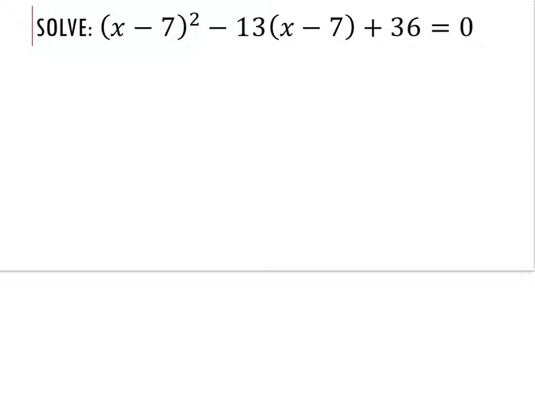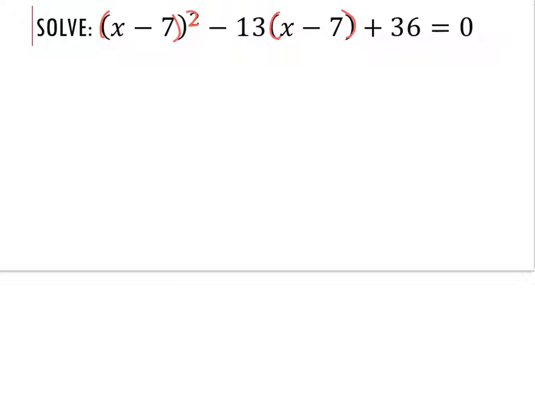Okay, here's the first thing that we're going to factor. And you're like, oh my gosh. And I'm like, yes, I know. Right now it says that x minus 7 squared minus 13 times x minus 7 plus 36 equals 0. This sounds like the worst. However, did you notice that this is x minus 7 squared and this is x minus 7 by itself?